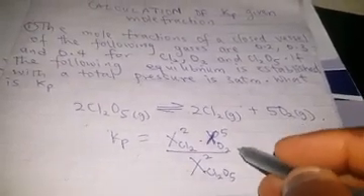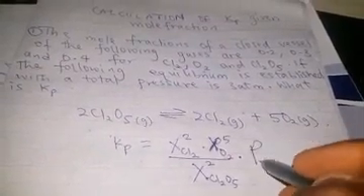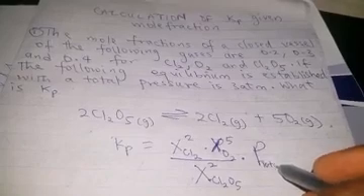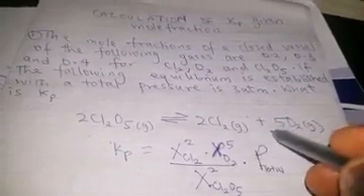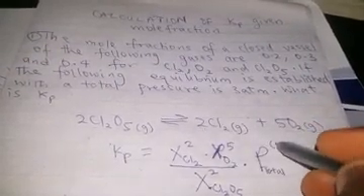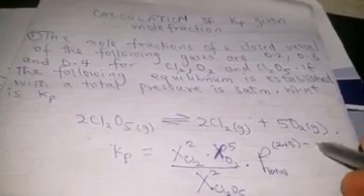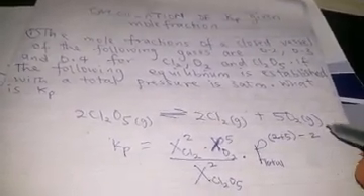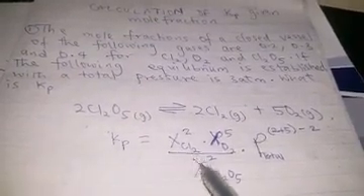Now that's not all. We are going to multiply this by the total pressure, P total, raised to the power of the difference in the number of mole of the product and the reactant. That means the product, the number of mole here is 2 plus 5, then minus the reactant here is 2. Okay, remember this is the formula you use whenever you are given mole fraction.